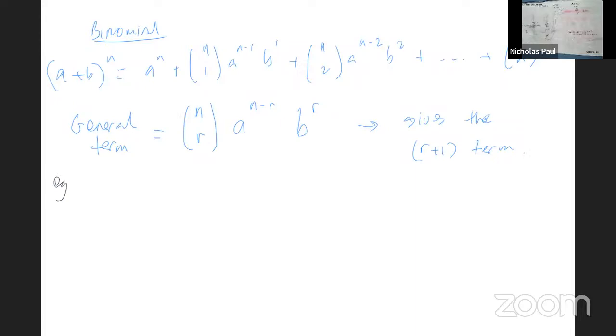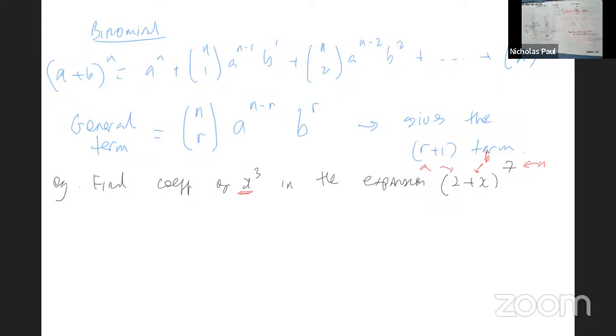So let's take a look here. Let's say, for example, I would like you to find, I don't want you to expand it out, the coefficient of x cubed in the expansion of 2 plus x to the power 7. So I don't want you to go and expand the whole thing out. Let's see how we do this. We know what A is, we know what B is, and we know what N is. But we don't know what R is. We have to figure out now which term is going to help us get that x cubed term.